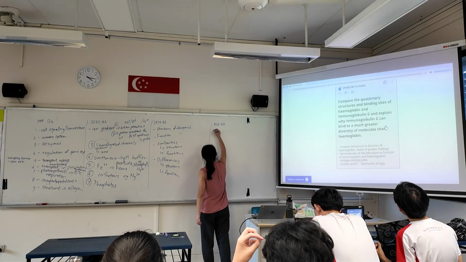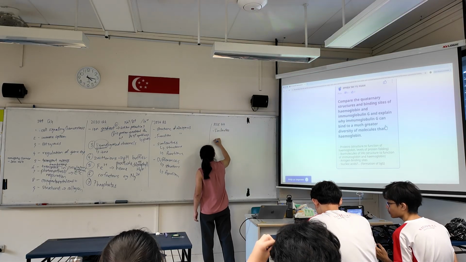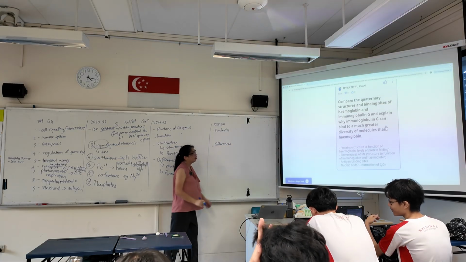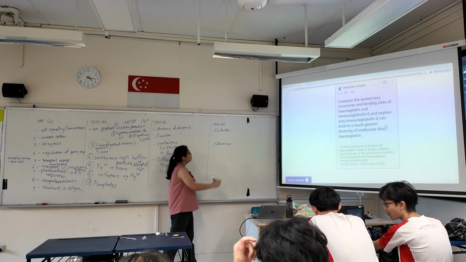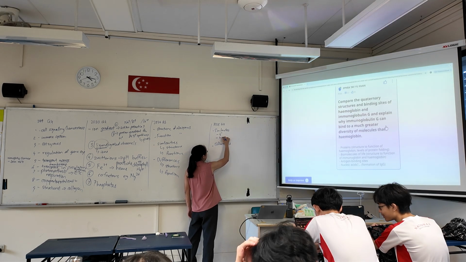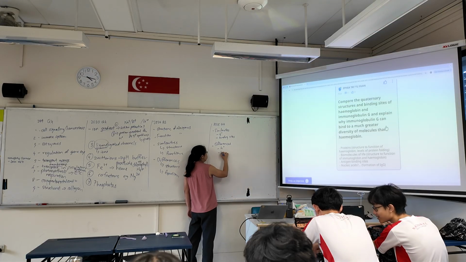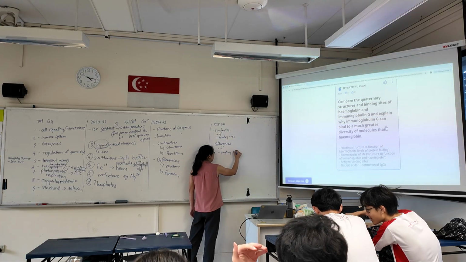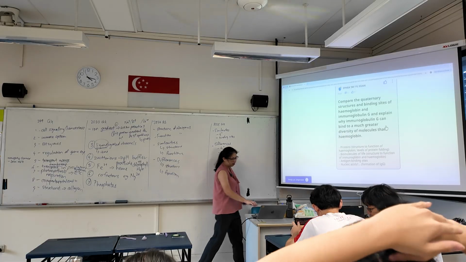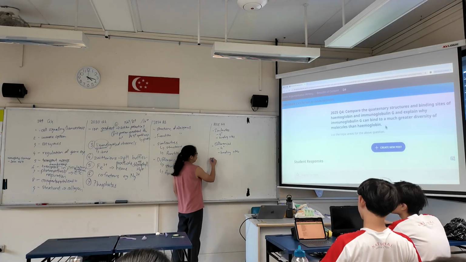So comparison, you have similarities and differences, right? Yes. And then you need to compare similarities in terms of the quaternary structure and similarities in terms of binding sites. And then you need to compare differences in terms of quaternary structure and also binding sites. Okay, so that's 4 areas. Then what else? And diversity. Then it's on diversity.